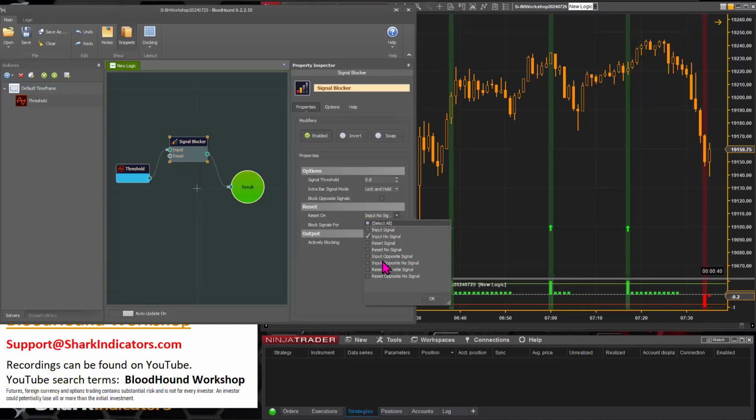And then all the rest of this is different combinations, because you have 2 inputs, right? So you can reset based on an input signal or no signal, or you can reset based on a signal coming into the reset connector. So there's only 3 primary ways to determine when to reset: a signal coming in, no signal coming in, or an opposite signal. And then it's just a combination of, well, is it from the input or is it from the reset, and so on and so forth.